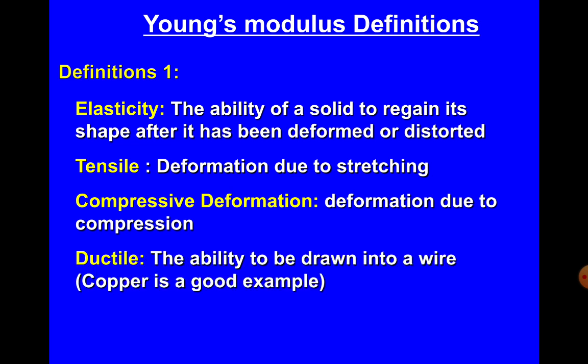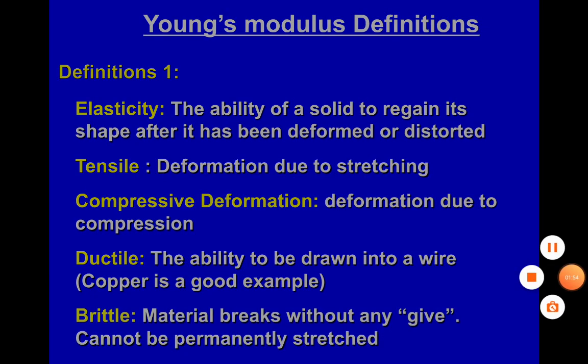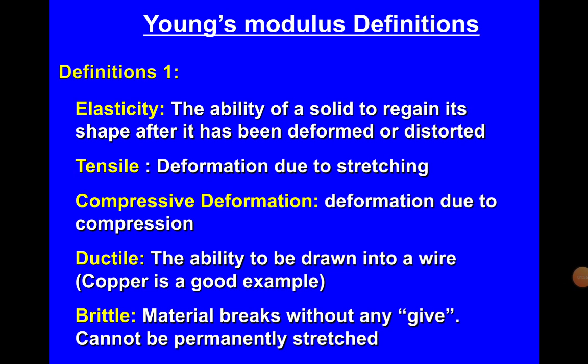And then we have ductility. That is the ability to draw a material into a wire, and especially metals are very ductile. And brittle is a material that breaks without any give. That means it just suddenly breaks, yeah? So it cannot be stretched permanently.